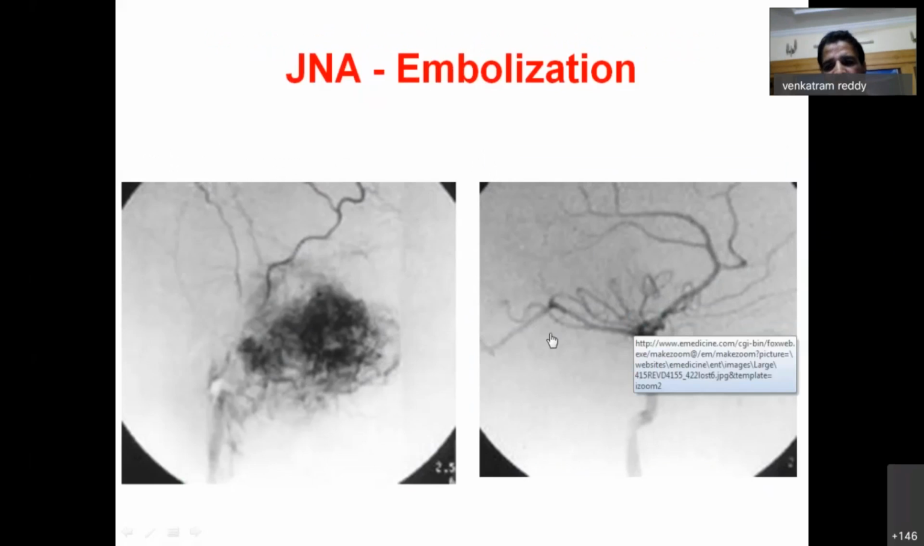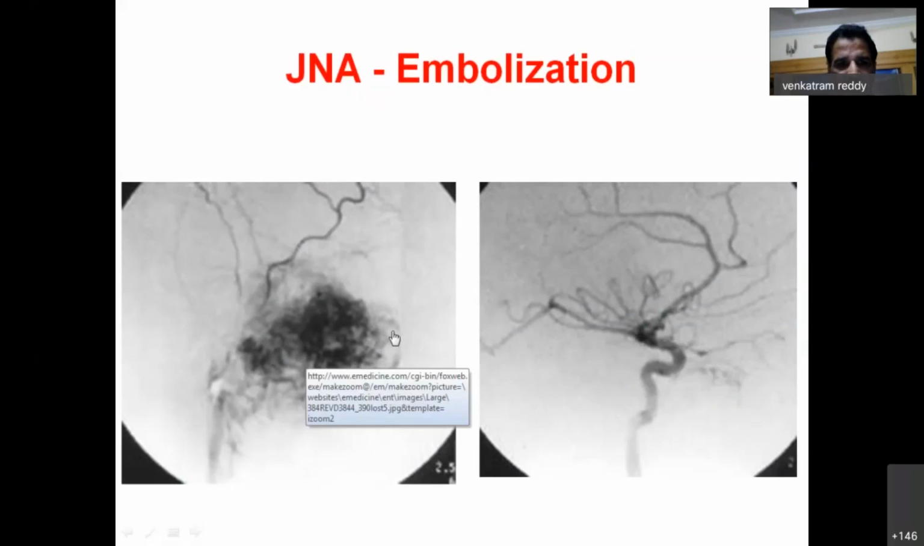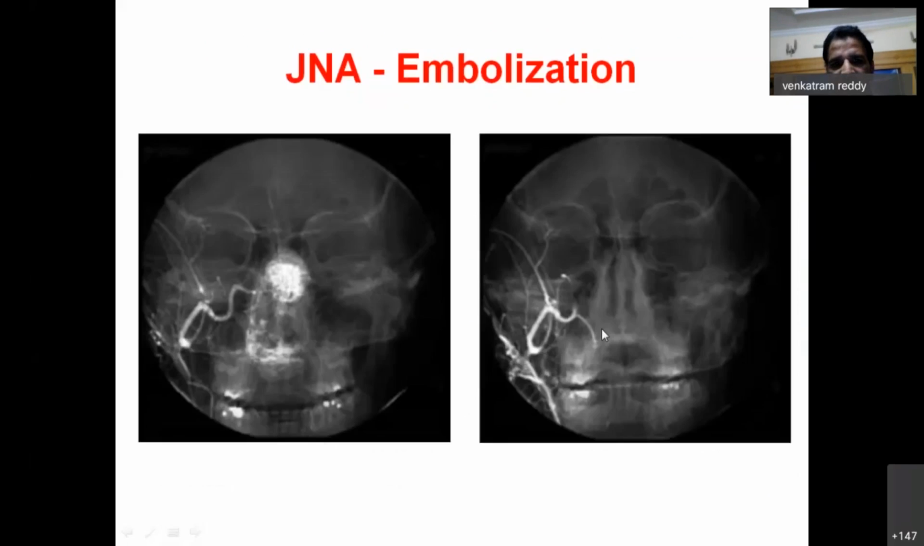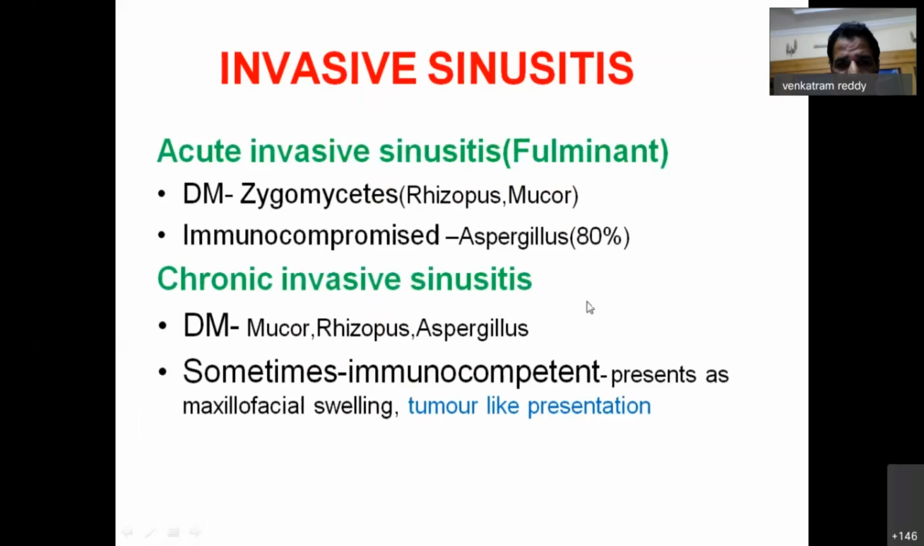This is embolization of JNA, where there is a tumor blush. Before embolization, you can see the tumor blush, and there is a complete disappearance after embolization. Now, this is a digital X-ray taken about 10 or 15 years ago. This is a JNA tumor blush. Contrast injected, you can see the tumor blush. This is the disappearance of the tumor blush after embolization in gel form.